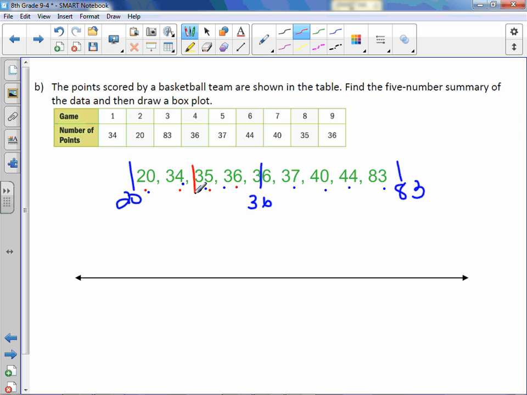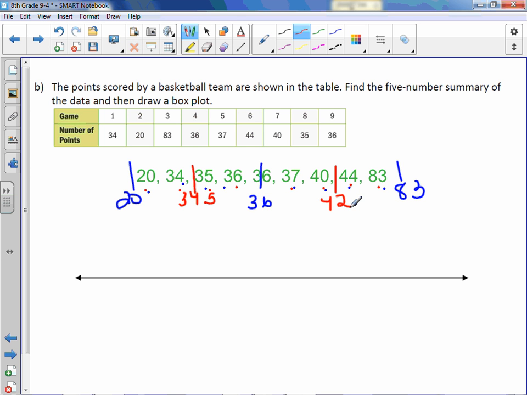Looks like it's in between 34 and 35. So let's add those two together and divide by 2. So 34 plus 35 is 69. Divide by 2 is 34.5. Over here, looks like we are between 40 and 44. Add them up to get 84. Divide by 2, and we get 42.